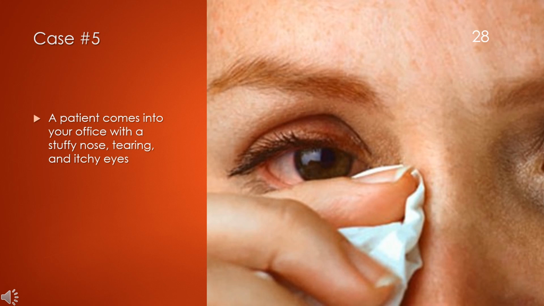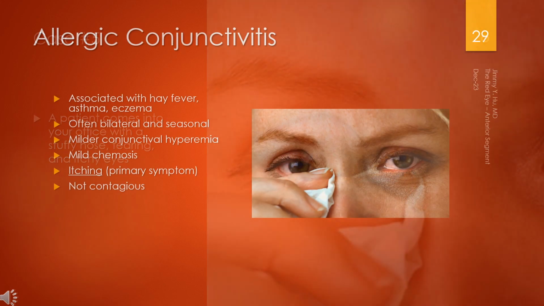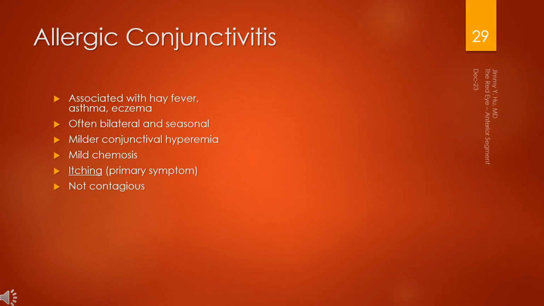Alrighty, how about this case? A patient comes into your office with a stuffy nose, tearing, and itchy eyes. Allergic conjunctivitis is something we often come across. Patients will often have an association with hay fever, asthma, eczema, atopic issues in general. It's often bilateral and seasonal. They'll have some mild conjunctival hyperemia and redness. They may have some mild chemosis. Itching is going to be your main hallmark.